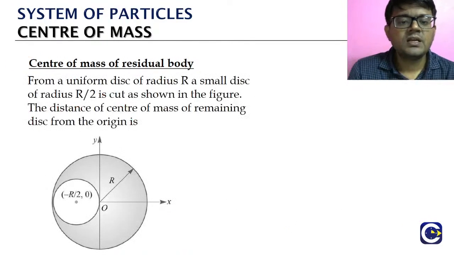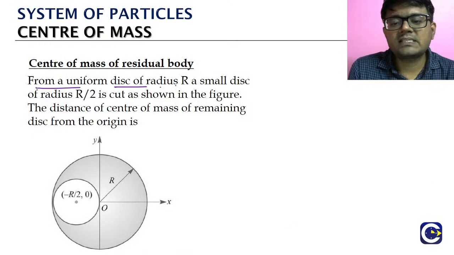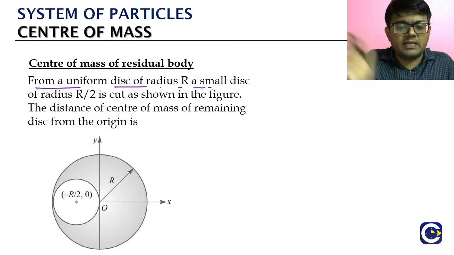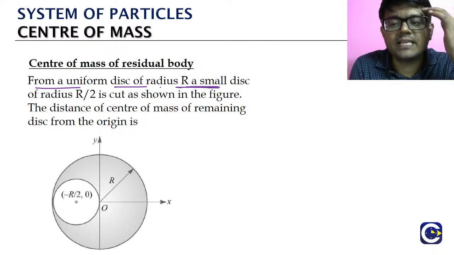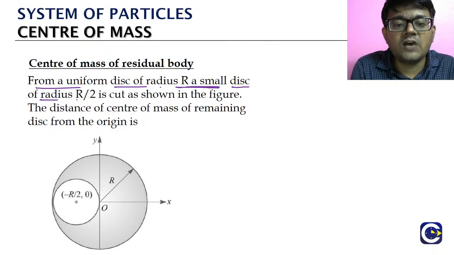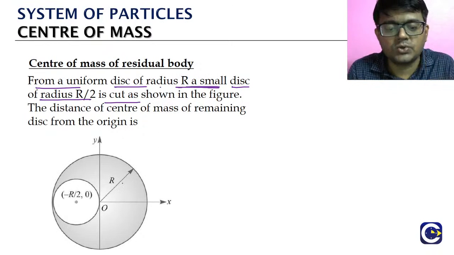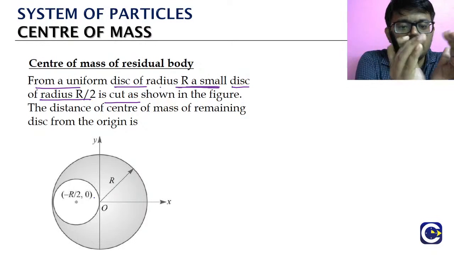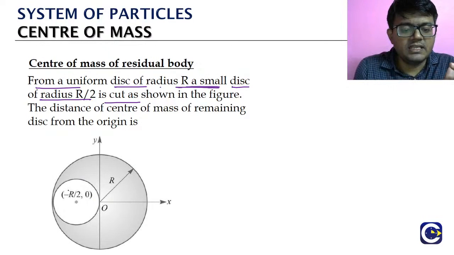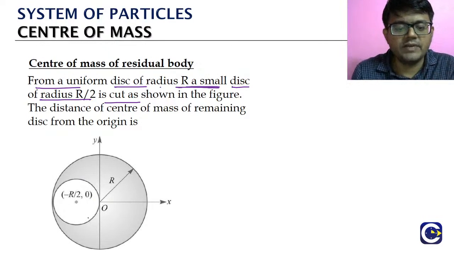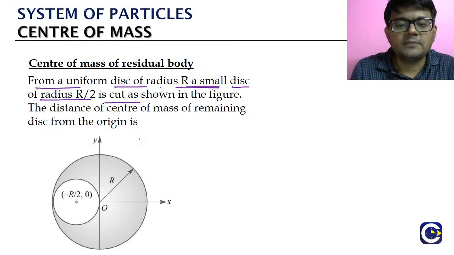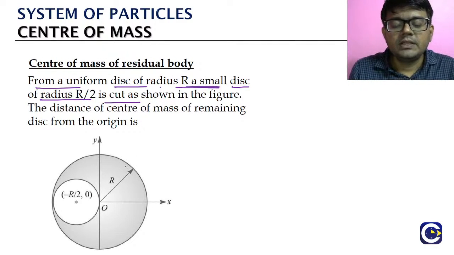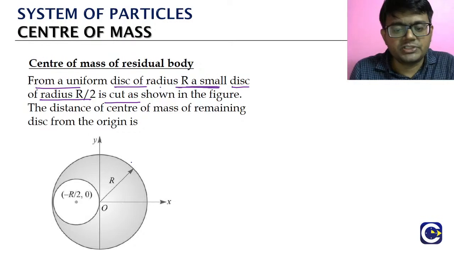பாருங்க. From a uniform disk of radius r. So நான் சொன்னது தெரியுமா, the overall object will be symmetric. இங்க பாருங்க. From a uniform disk of radius r, a small disk of radius r by 2 is cut as shown in the figure. இங்க பாருங்க, பெரிய disk இருக்கு of radius r. அதுல இருந்து we are cutting a small disk. இது என்னது? இதுதான் cut portion. White color இருக்கா? Okay. And the gray color is the remaining portion.